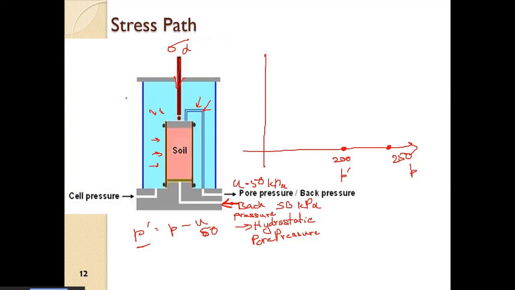So what will happen is, now Q, sigma 1 will start increasing, right? The increment will be equal to del sigma D, whatever increment we give. So Q is equal to sigma 1 minus sigma 3. So sigma 1 will start increasing, so Q will now start increasing. And if we allow drainage, there will be no excess pore water pressure, delta U is equal to 0. So whatever the difference is, it will remain the same. That is, this hydrostatic pore water pressure will be maintained at this.